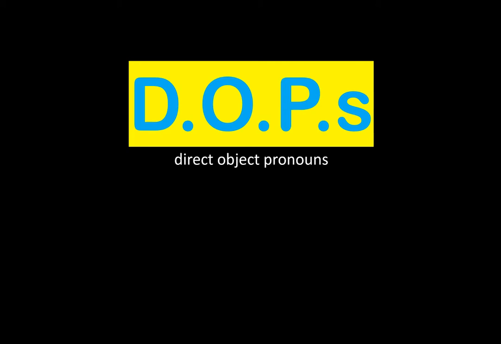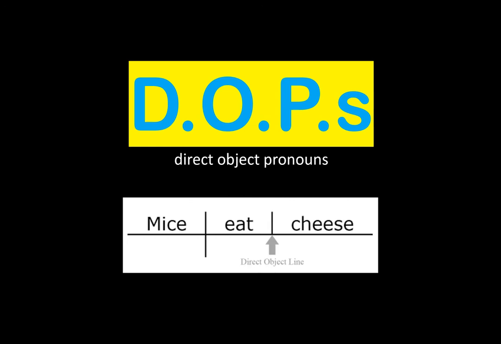Today we're going to review direct object pronouns, DOPs. We originally learned the DOPs when we worked on the food unit. Think of the sentence below in English. Mice eat cheese. Do you see the direct object line? The direct object line separates the verb from the direct object.